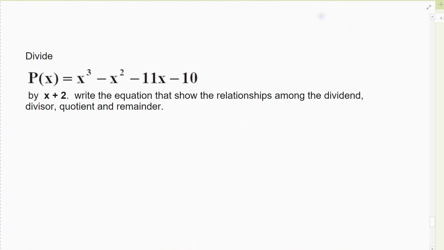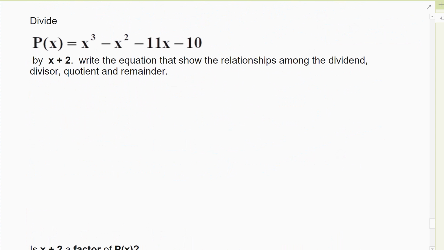All right, let's do one more example. So I'm going to take x cubed minus x squared minus 11x minus 10, so 3, 2, 1, 0. So I don't have to do any placeholders. I'm dividing by x plus 2, so my k is negative 2, because I'm dividing by x minus k. In order to get the plus 2, I need to have a negative 2 in there.